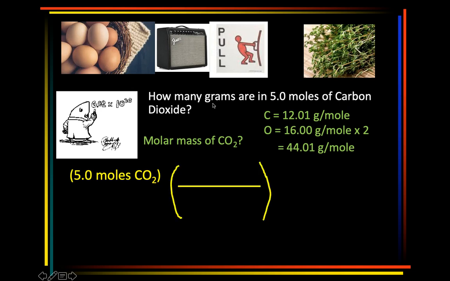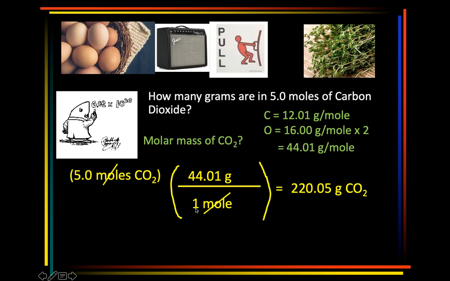Okay, so I set up my bracket. I need moles to cancel. This is our conversion. So 1 mole goes on the bottom. 44.01 grams goes on the top. Moles will cancel. I'm left with grams, which is what the problem is asking for. So I'm ready for my equal sign. Multiply on the top, divide on the bottom.